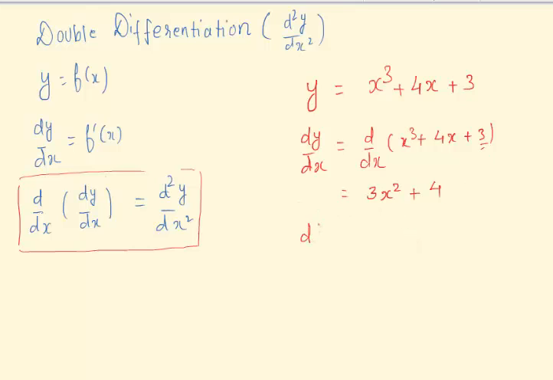Now, d2y by dx2 will mean differentiating this result once more. Then you can simply directly write this equal to d by dx of this term, where this term is dy by dx. So you will get 6x, and differentiation of the second term will be 0. So the first derivative of this expression is 3x square plus 4, and the second derivative is 6x.